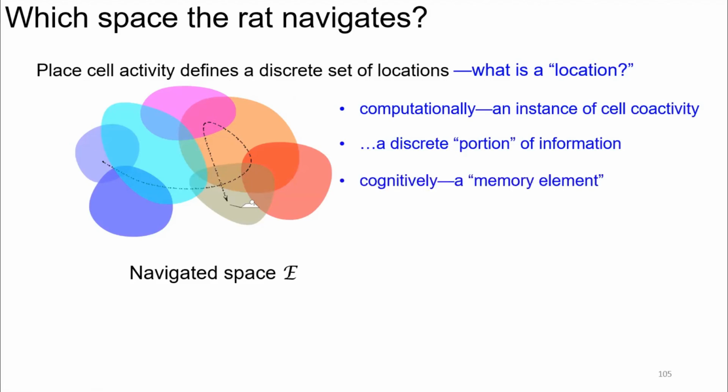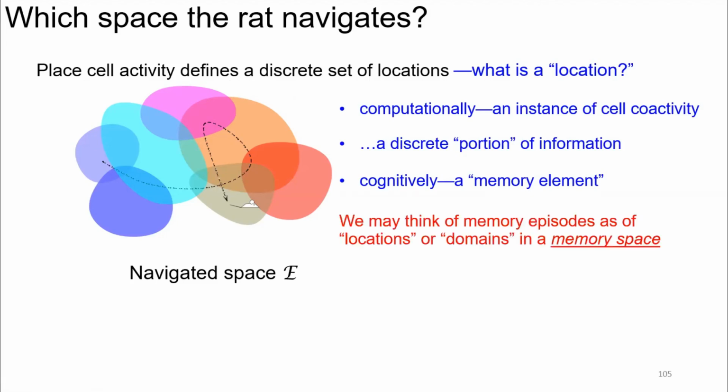From the cognitive perspective, a location is some kind of minimal memory element or memory episode. So we can make a shift here and turn things around and say that the hippocampus's main function is to encode memories.